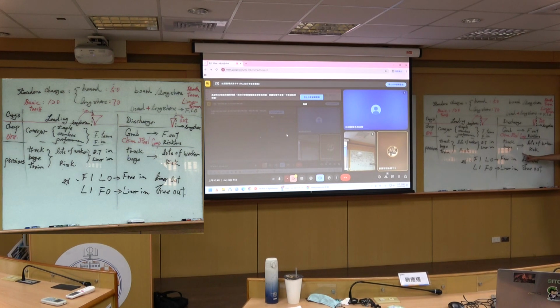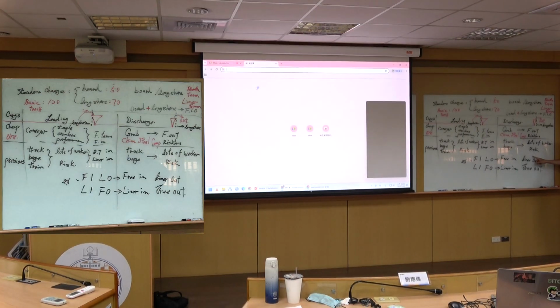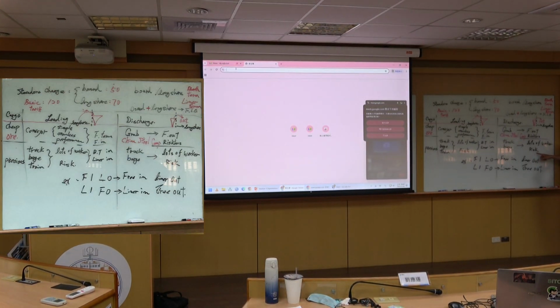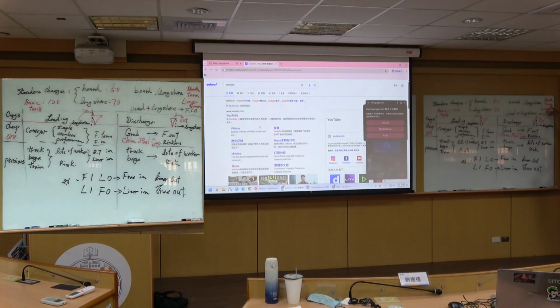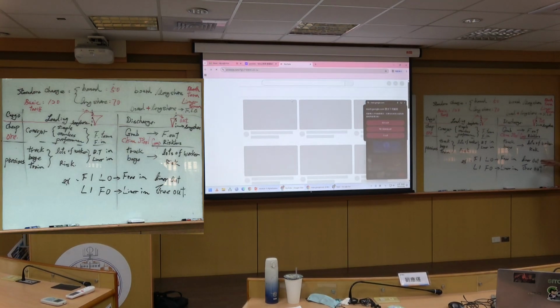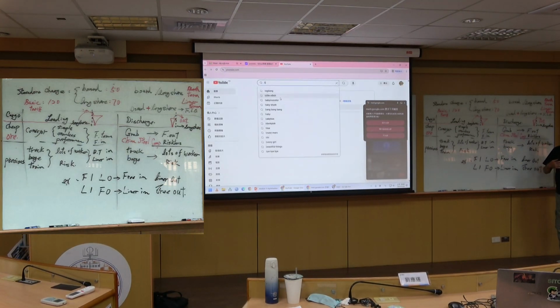Also, at the discharging port, for example, Kaohsiung, the consignee will arrange some truck or barge to come here, pick up the cargo back to the factory. Also a lot of workers and high risk. So the contract will be the same, because of the risk of the problem. So if you see some document, for example, you find FILO, that means free in, liner out.